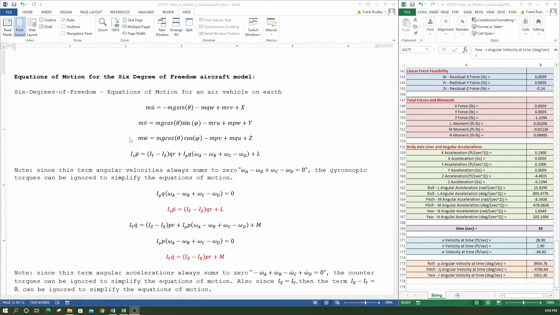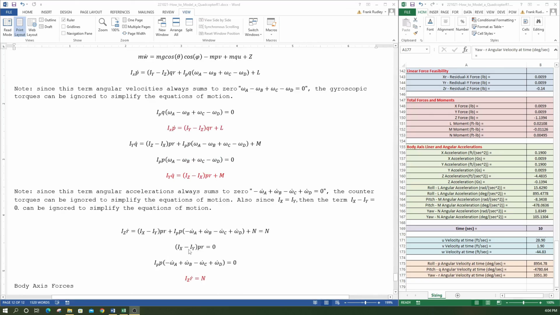If you get a book on aircraft dynamics, you'll see this over and over again. But these are the basic equations I'm using to model this. This is our vertical equation in the Z direction. We also have our equation around our x-axis, so this is our roll equation over here, and then we have our pitch equation over here, and we're going to have a yaw equation.